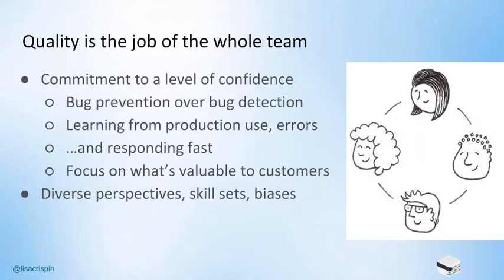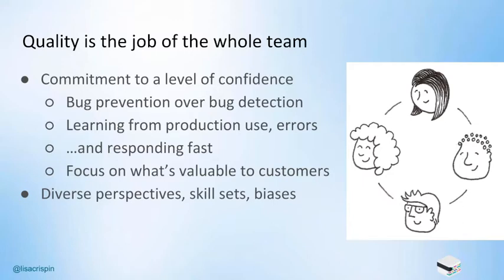And Janet and I have been saying for a couple decades now, and we have enjoyed seeing so many teams understand this and be able to achieve it, that quality and testing are a responsibility for the whole team. First of all, you have to commit to the level of quality that you want to produce, and change your mindset to preventing bugs, to learning from production use. We're going to make errors. How can we learn to respond fast to those errors?